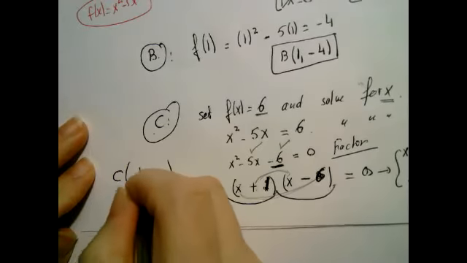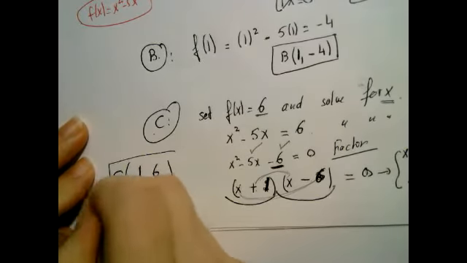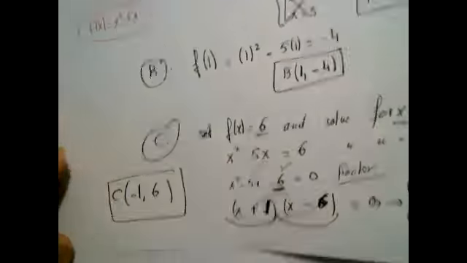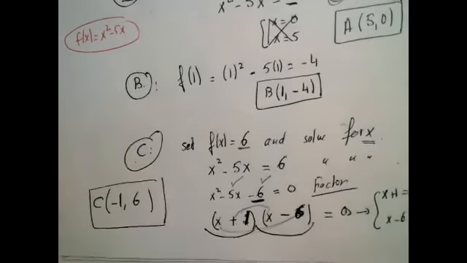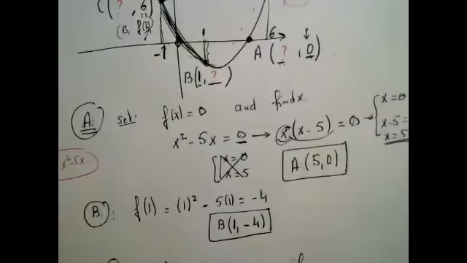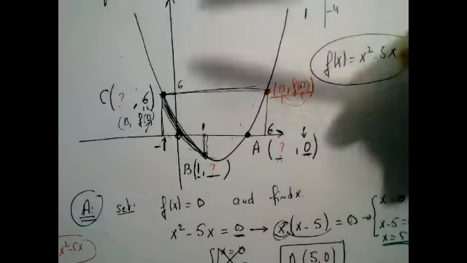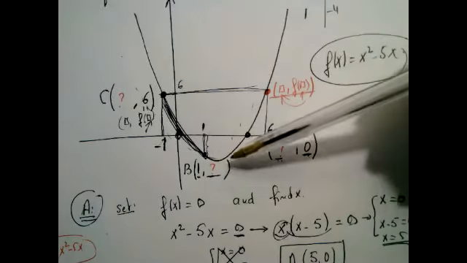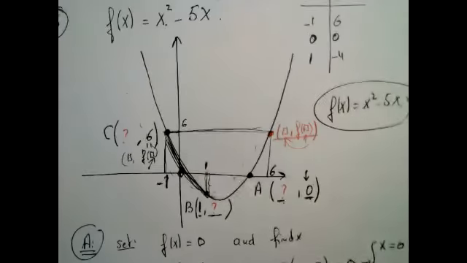It's going to be minus 1 for the first coordinate and 6 for the second coordinate. Okay, so that's really the idea about number 5, really understanding the relationship between the graph and the formula that gives us the graph. Okay, the formula and the graph.